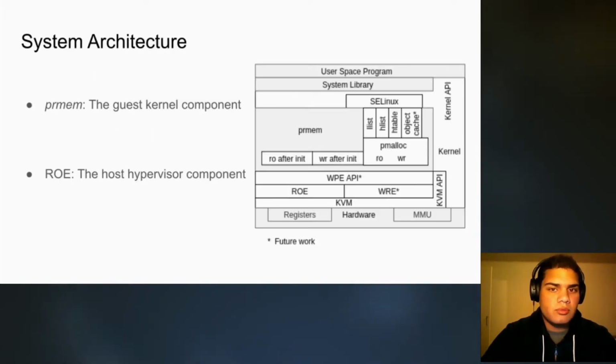Write Protection Enforcement is composed of two layers. One is a kernel layer named PRMEM, and the other layer lies in the hypervisor and it's called ROE. The two layers coordinate with one another. The way this works is that PRMEM provides tools for the kernel developer to protect their code and data, while ROE makes this protection enforced by the hypervisor. And ROE makes sure that these protections are not only enforced but irrevocable until reboot.